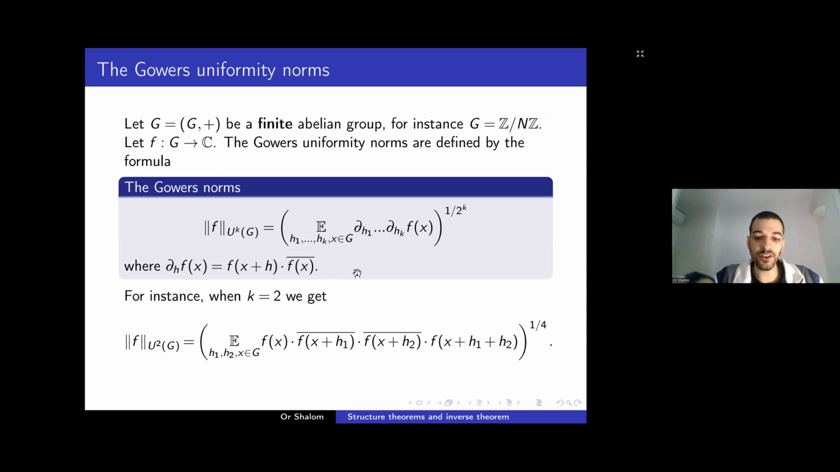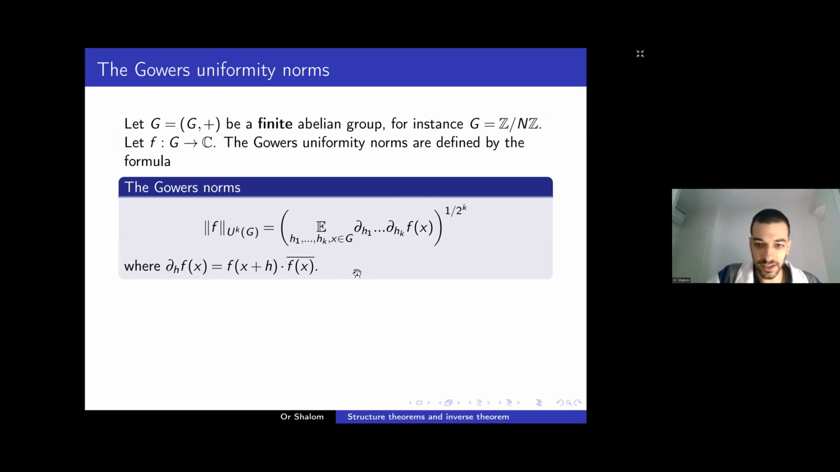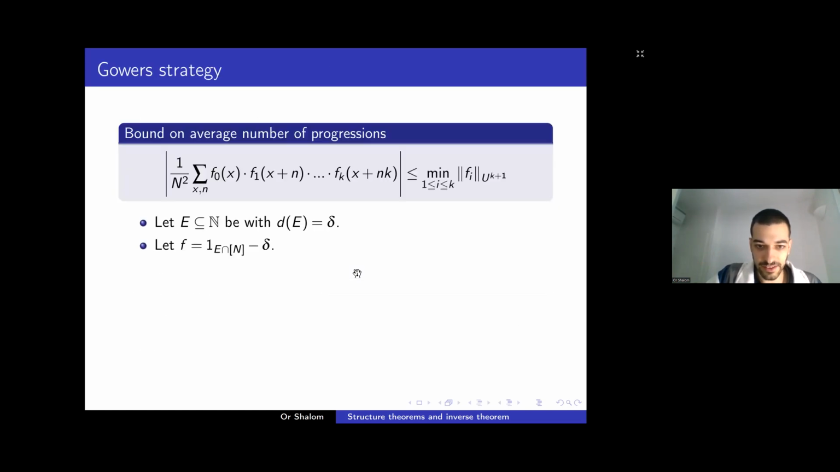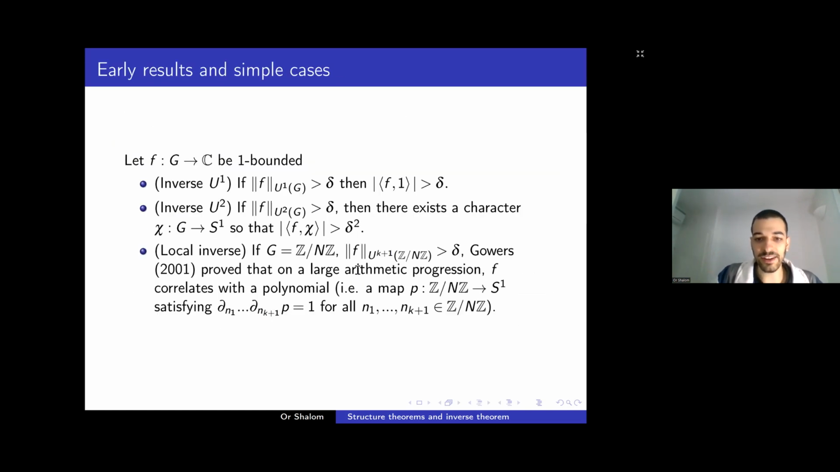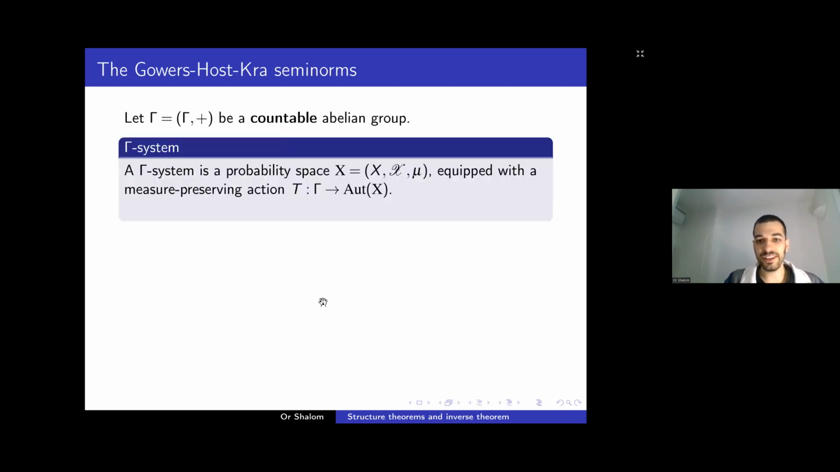And Gowers showed that locally, at least in the cyclic case, locally polynomials are the only obstruction to uniformity. And in this way, Gowers proved the Szemerédi theorem. So this was about Gowers' proof in the finitary setting.